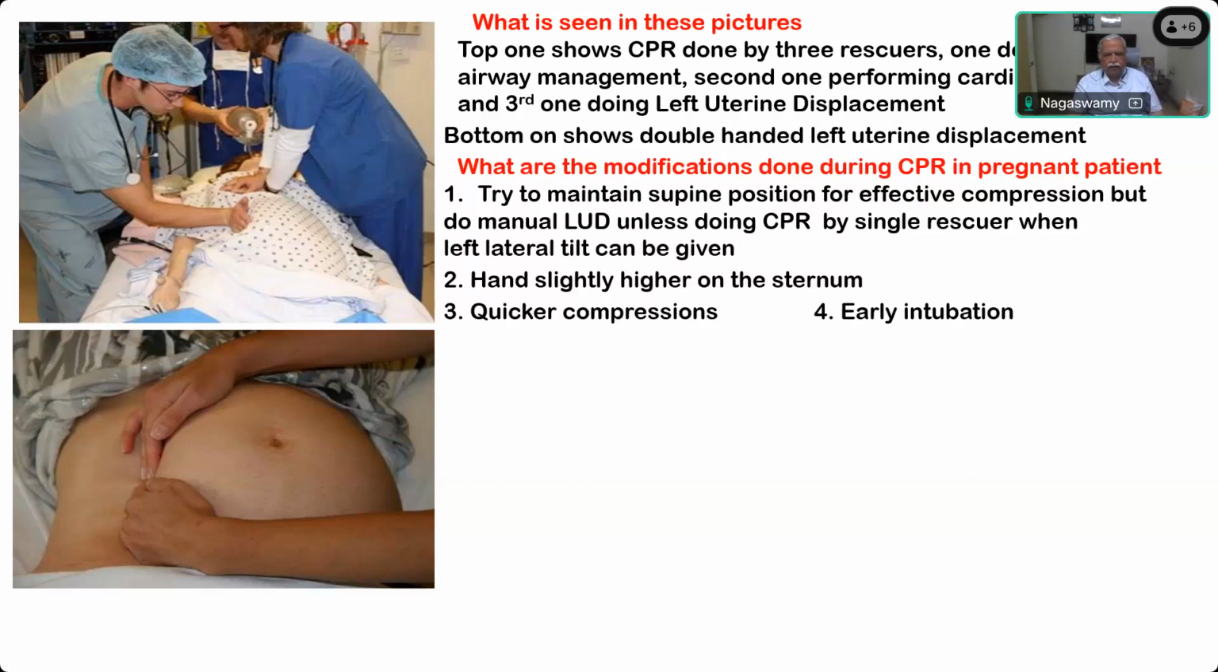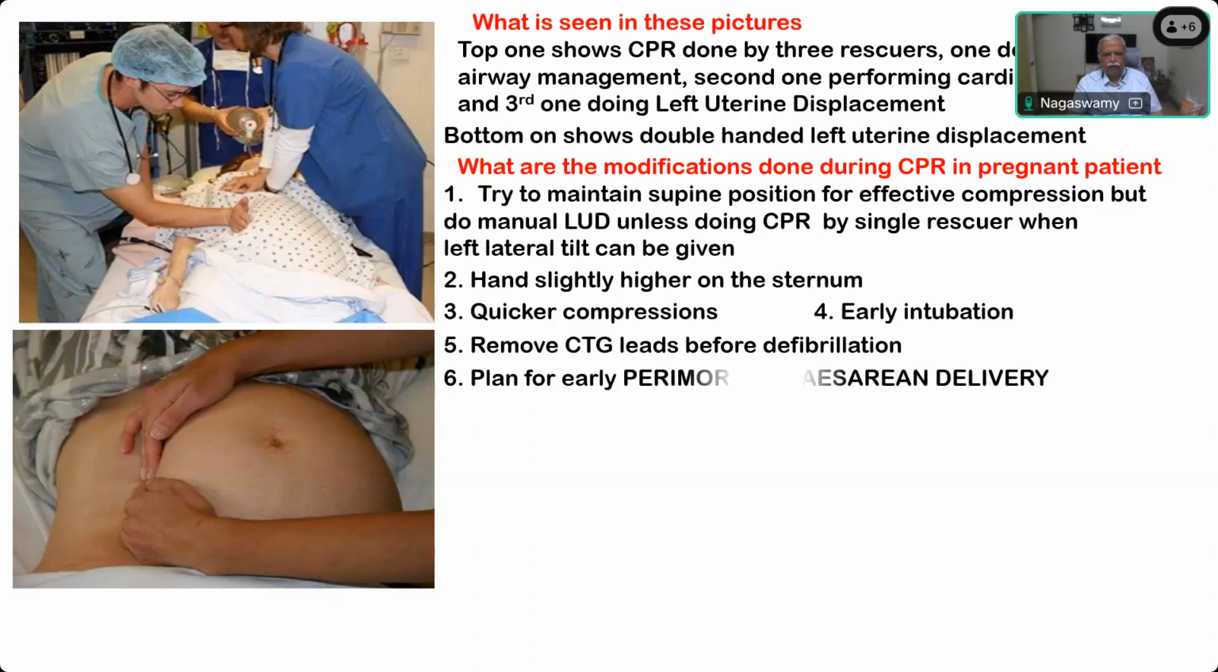Early intubation. Remove cardiotocograph lead before defibrillation. If the patient is already on cardiotocograph, remove that before defibrillation. Plan for early perimortem cesarean delivery. If the cardiac arrest is not revived within 5 minutes, if return of spontaneous circulation does not happen, plan for perimortem cesarean delivery. How is perimortem cesarean delivery done?